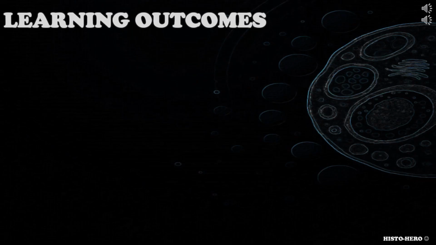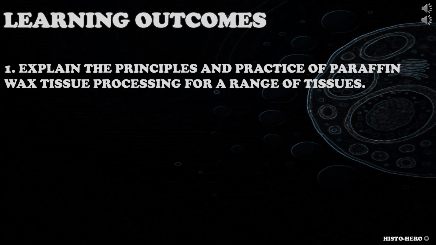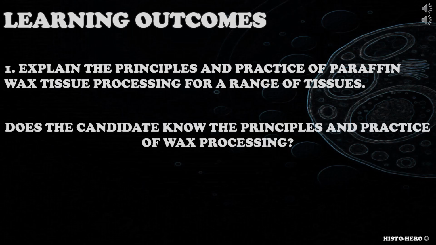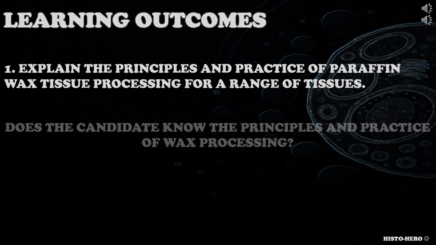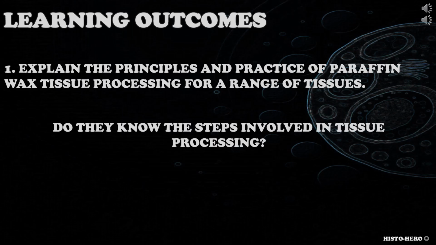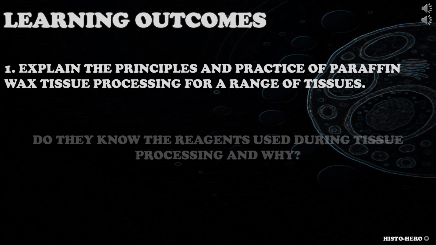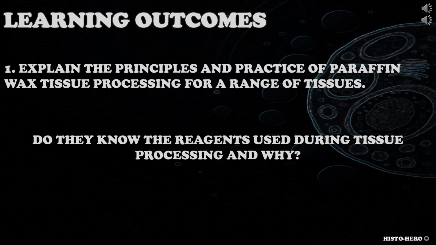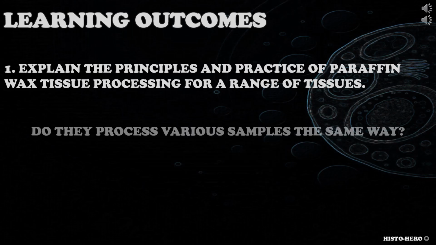The first learning outcome is, explain the principles and practice of paraffin wax tissue processing for a range of tissues. Candidate needs to explain principles and practice of processing. Does the candidate know the principles and practice of wax processing? Do they know the steps involved in tissue processing? Do they know the reagents used in tissue processing and why? Do they process various samples the same way?